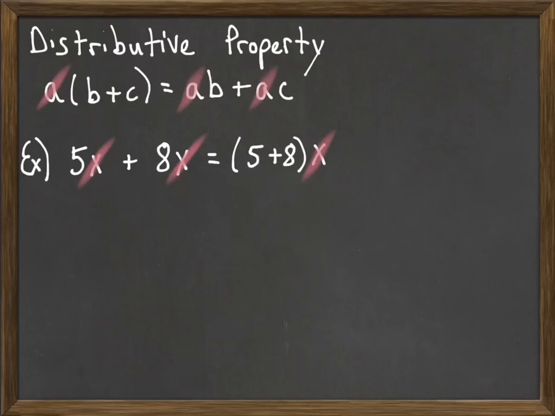And that leaves us on the inside with an arithmetic problem, 5 plus 8. Now 5 plus 8 is 13, and so the answer is 13x. So because of the distributive property, we're able to simplify. Now usually in practice, we go straight to the 13x without writing the middle step out. But the middle step is the key to understanding what's going on.